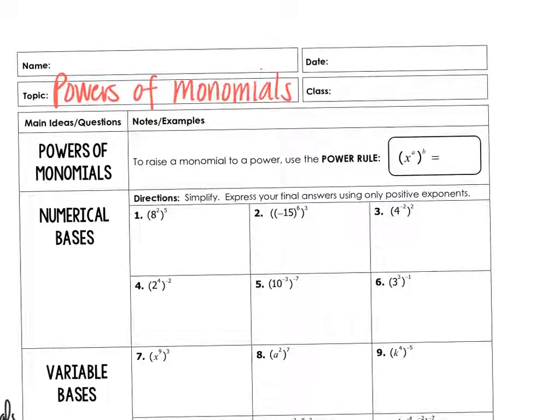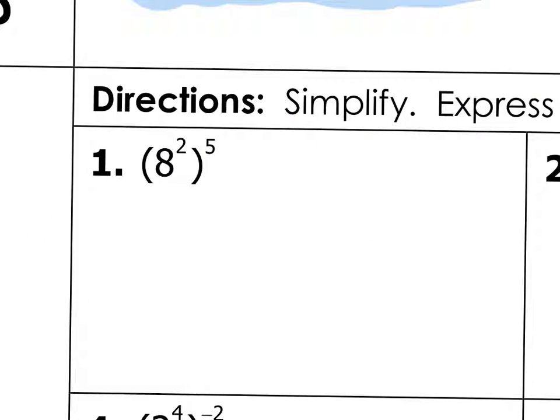Powers of monomials is when you are now going to raise a monomial to a power. So we're taking a monomial and then we're going to square it or raise it to the fourth power. We use a rule called the power rule. So an example of raising a monomial to a power would be an example like number 1. Notice how we're taking 8 squared, which is a monomial. A monomial is a number, a variable, or numbers and variables multiplied. So we're taking 8 squared and we're raising it to the 5th power.